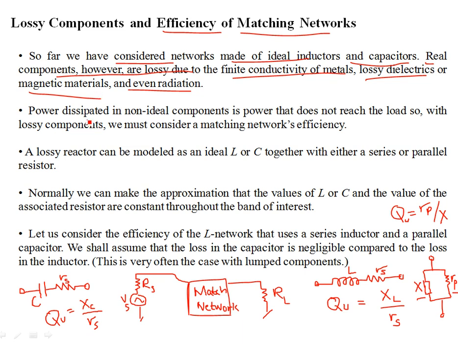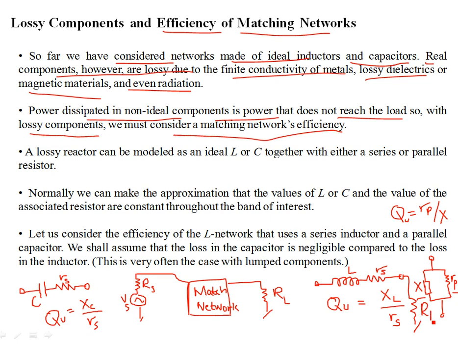So the power dissipated in a non-ideal component is the power that does not reach the load. So with lossy components, we must consider a matching network's efficiency. Now it turns out that these lossy elements, inductors or capacitors, have some loss. Okay, and for example, if you go ahead and connect a load with it, we have a load RL.